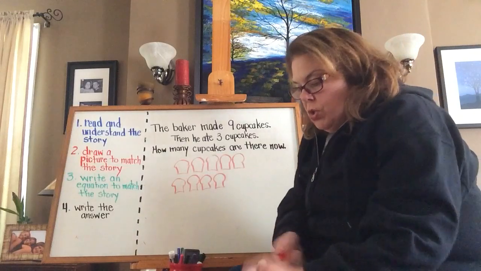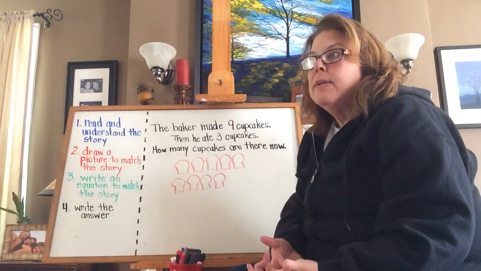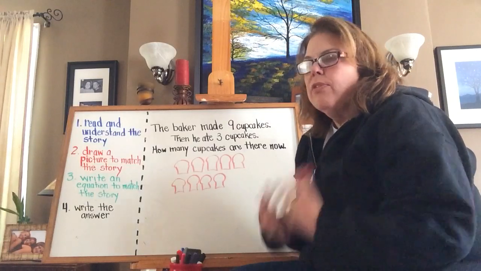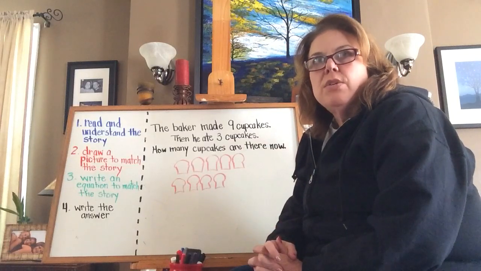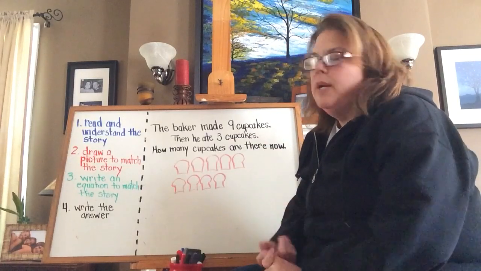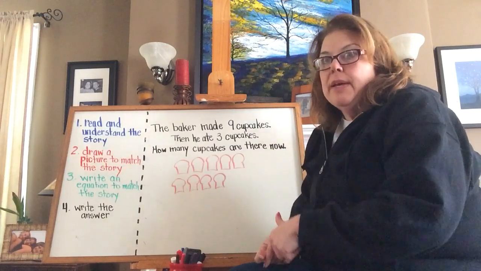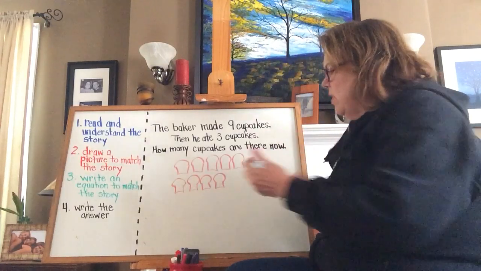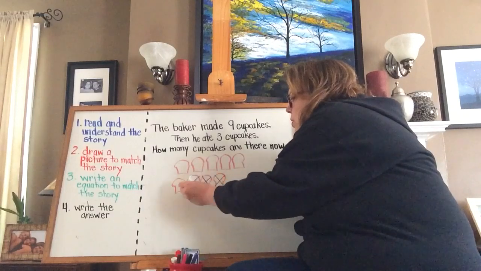Perfect. So now in the story, after he made those 9 cupcakes, he ate 3 of them. So I need to think, how can I show that 3 of them went away or that he ate 3 of them? What could I do to make sure that I show 3 went away? Yeah, remember in class we would draw an X on them to get rid of them. So I'm going to take 3 cupcakes away. I'm just going to start at the bottom and get rid of 3. 1, 2, 3.